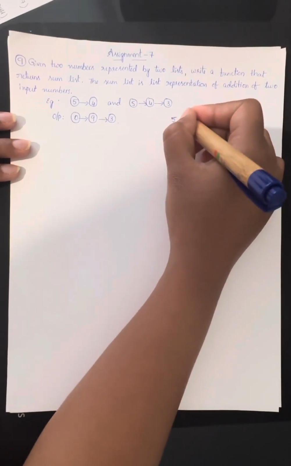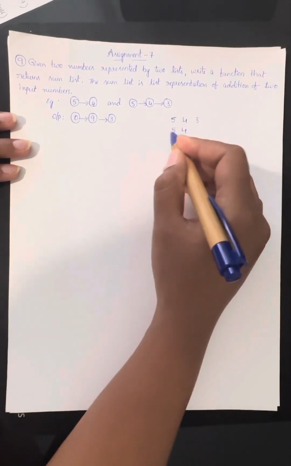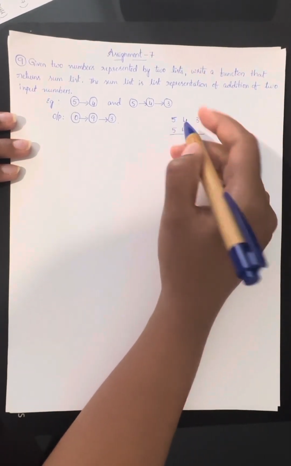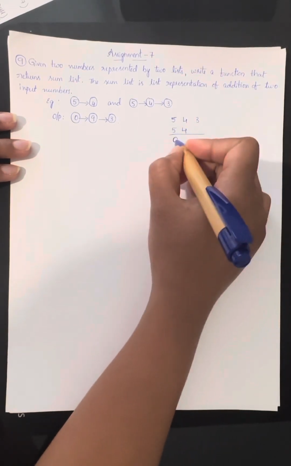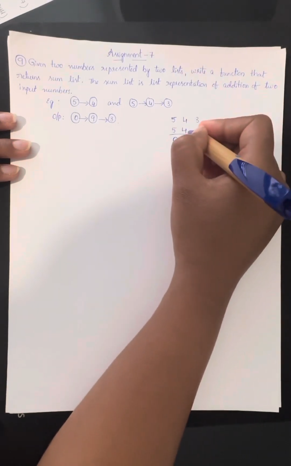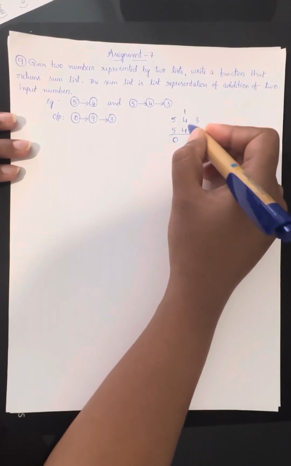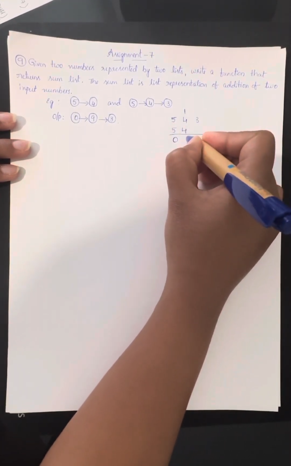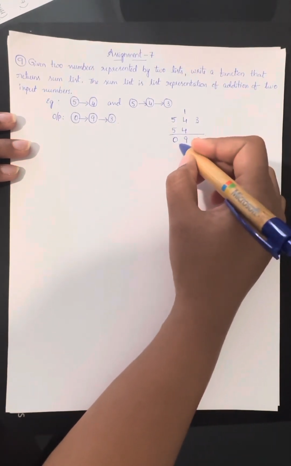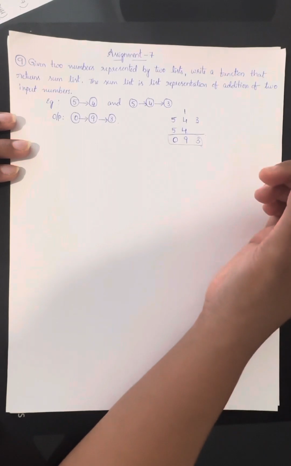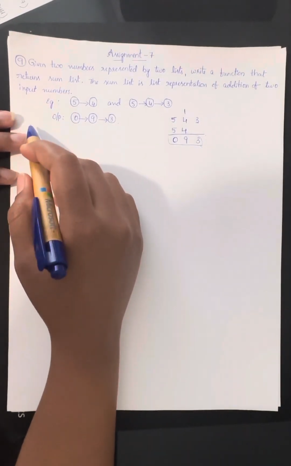So let's say we have 5 4 3 and we have 4 5 4. When we add this, we'll get 10, but we need to carry over to the next one. So here we'll get 9, 4 plus 4 is 8, plus 1 is 9, and then here we have 3. So this is our output.